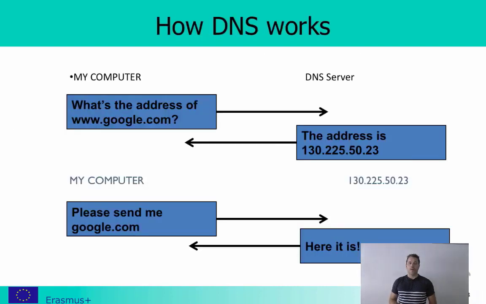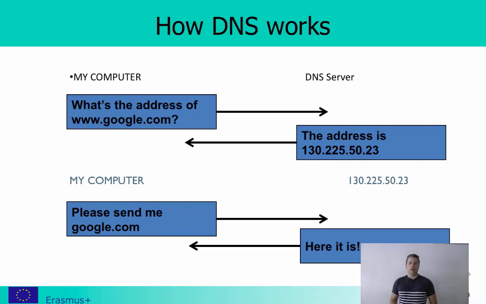So when machines are communicating with each other over the internet, what they really use is IP addresses. So when you have an address that you want to look up in a browser, for example google.com, in order to contact the server, you really need to know what is the IP address of google.com. And for this we have the DNS system.